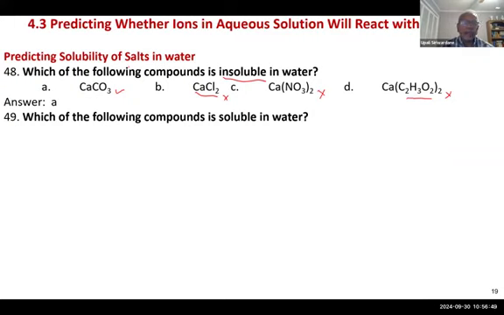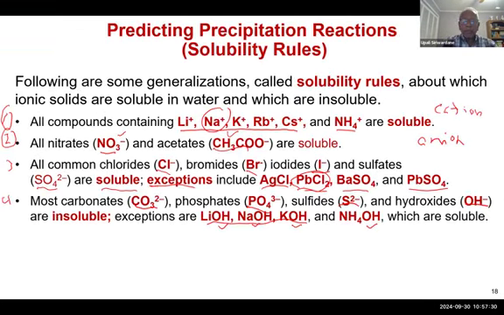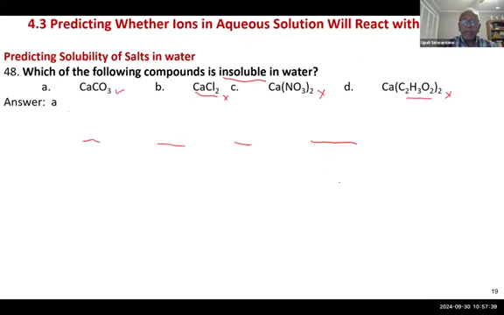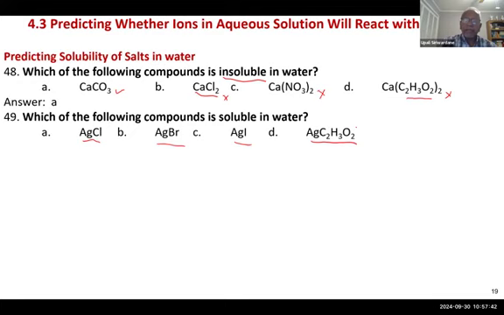Which of the following compounds is soluble in water? This is insoluble. Bromide, iodide are insoluble if you go back, lead chloride. That for sure is. If you look at this, acetate, this is acetate, right? Acetate for sure is soluble. Therefore, the answer is D.